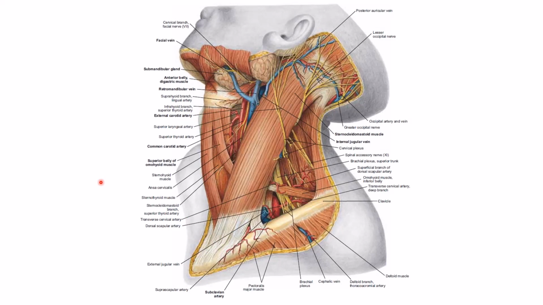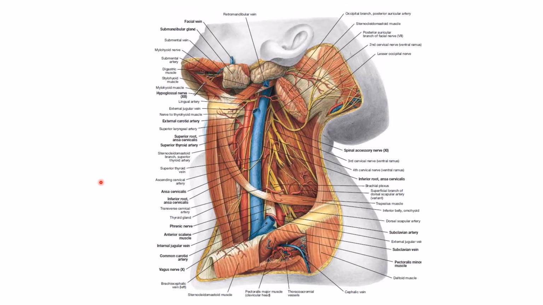with a better visualization. Now we removed the sternocleidomastoid muscle. As we see here, this is the remnant of it. It's cut. This is the omohyoid muscle. Now we can see it clearly, the superior belly, the inferior belly, and the intermediate tendon. This is the sternohyoid muscle, and this is the sternothyroid muscle as we see here.